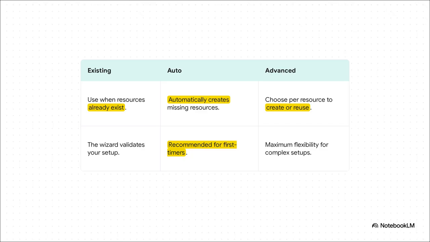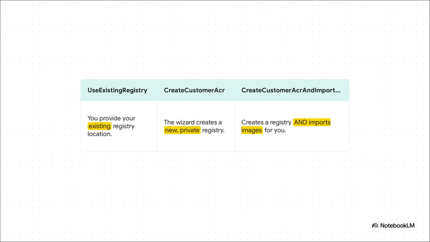And it shows you a plan first. Advanced is there if you need it, but trust me, start with auto. Okay, next choice, registry mode. This is all about where the actual software code, the container images, are stored.